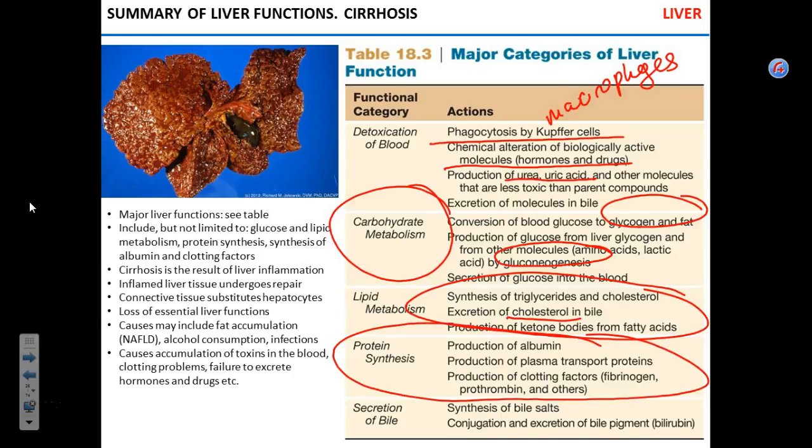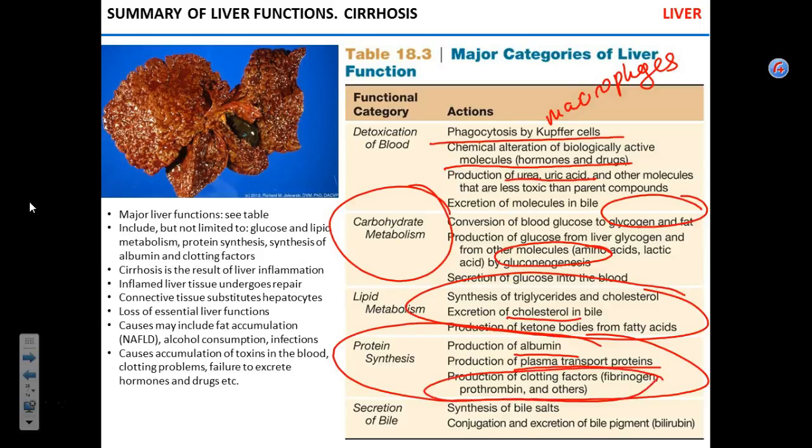Liver is extremely important for protein synthesis. It synthesizes albumin, which is the essential component of the blood, major osmotic component of the blood, synthesizes beta globulins, which are transport proteins. Fatty molecules, lipid-soluble molecules, cannot be transported in the blood by themselves. Why? Plasma consists mostly of water. Fat cannot be transported by water.